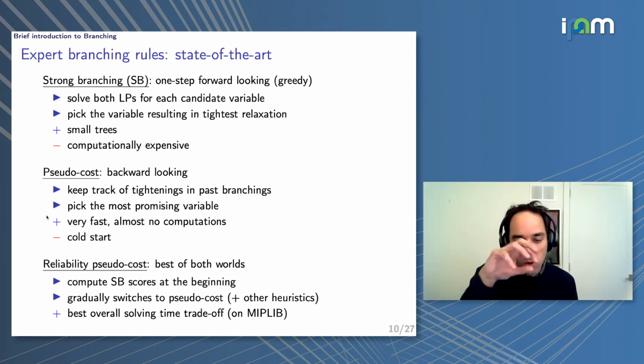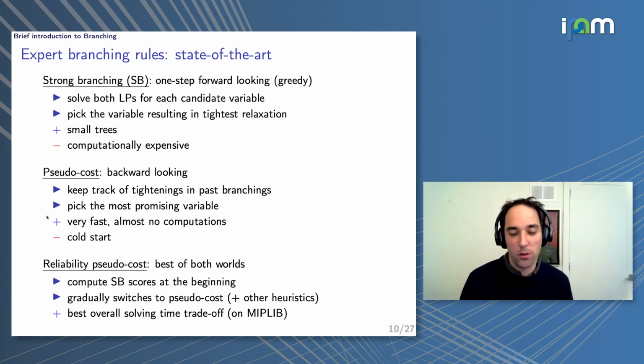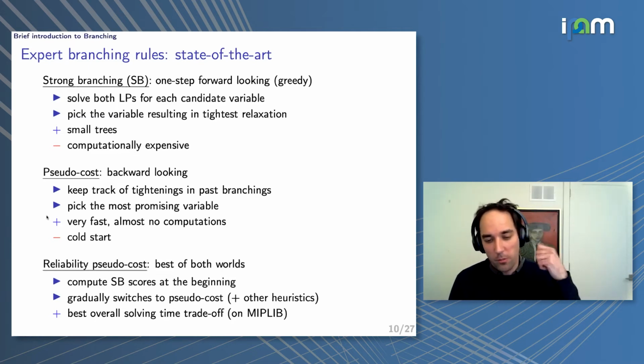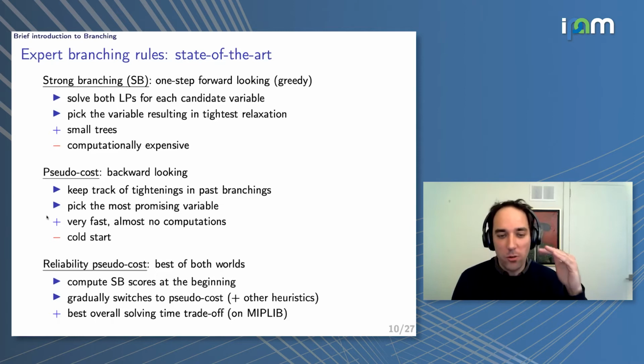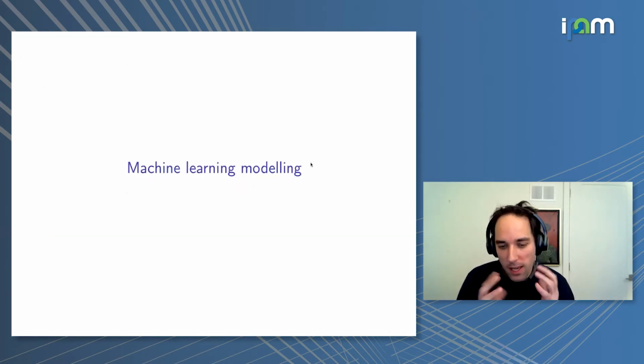And then there's something in between, which is called reliability pseudocost, which is sort of the best of both worlds. At the top of the tree, it's going to use strong branching to predict variables to branch on, and then it's going to gradually switch over to pseudocost. And I think in terms of a heuristic for branching, this is the best overall solving time trade-off on MIPLIB. Okay, so this was it for the very quick introduction to branch and bound and branching.